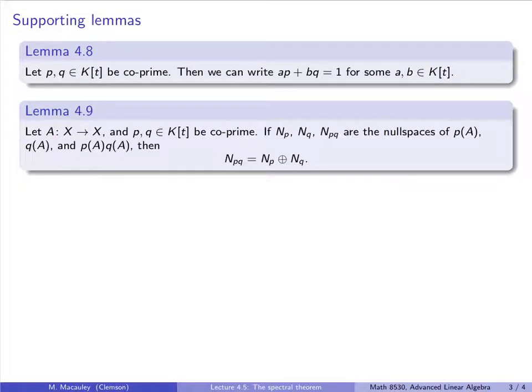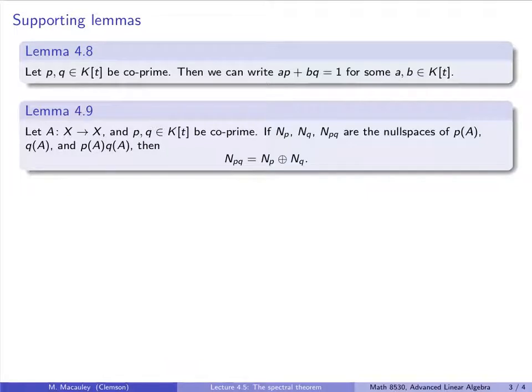For our next lemma, let's take a linear map A and coprime polynomials P and Q, just like up here. There are 3 natural null spaces to look at. We can look at the null space of P of A, of Q of A, and P of A times Q of A, which we will denote by NP, NQ, and NPQ, respectively. Then what this is saying is that the null space of P of A, Q of A is the direct sum of NP and NQ.